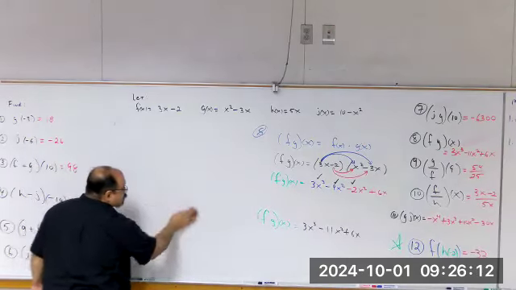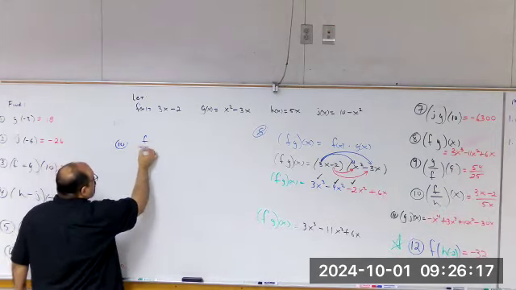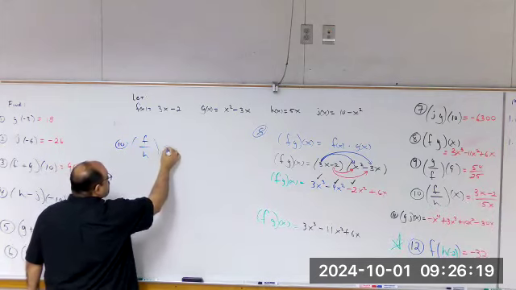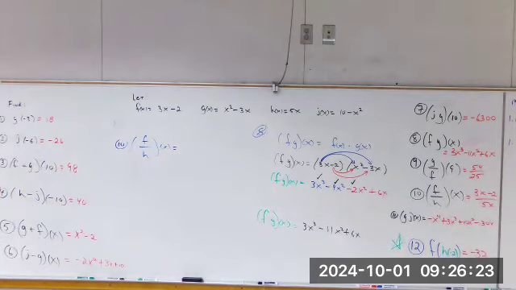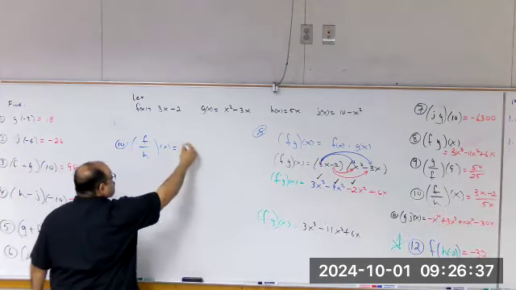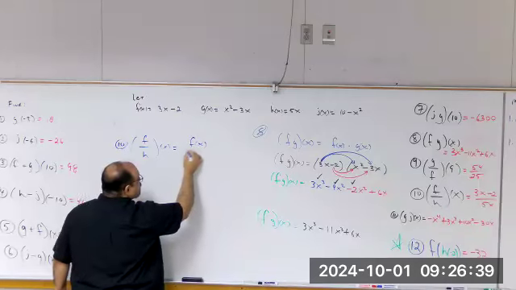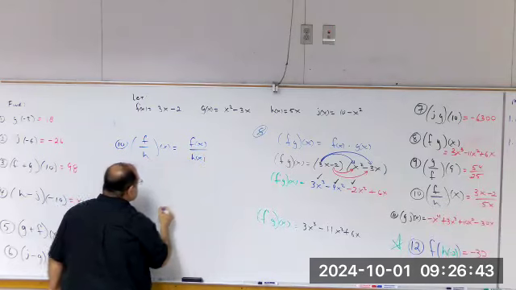Okay. Quotient. F over H. Now that's the definition. If you're dividing F over G of X, the numerator is just F of X and the denominator is your G of X. So when we rewrite this, the numerator is going to be whatever F of X is, and the denominator is going to be whatever H of X is.